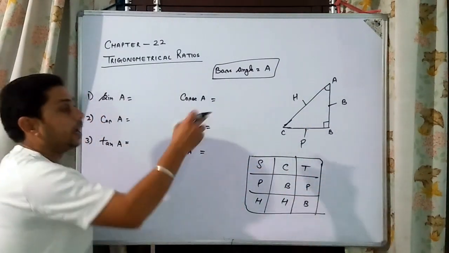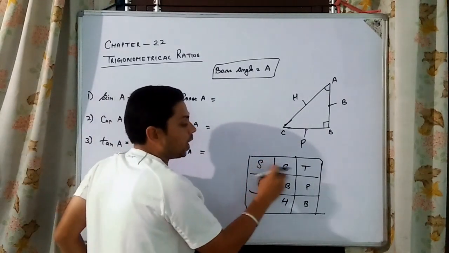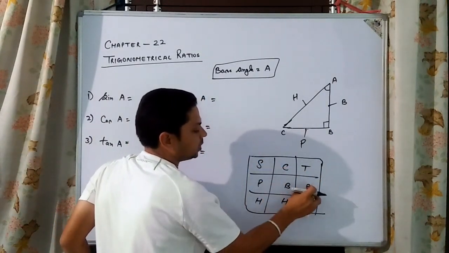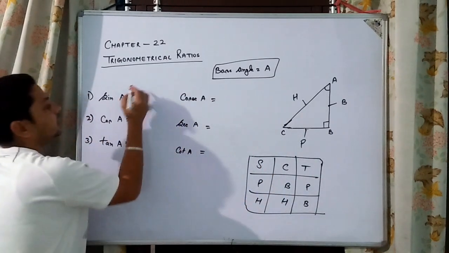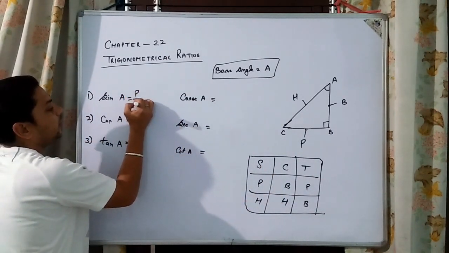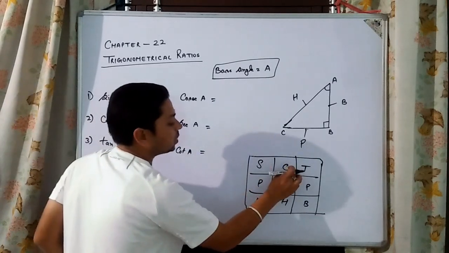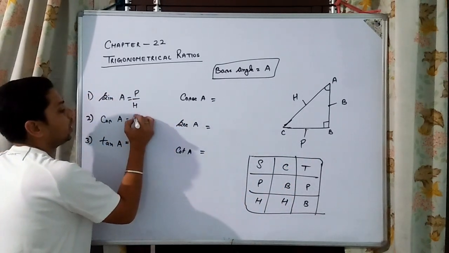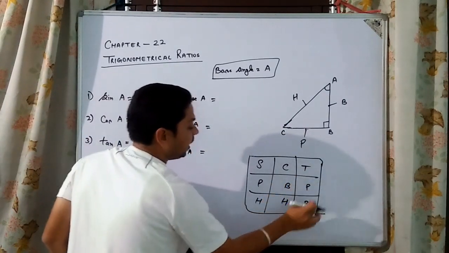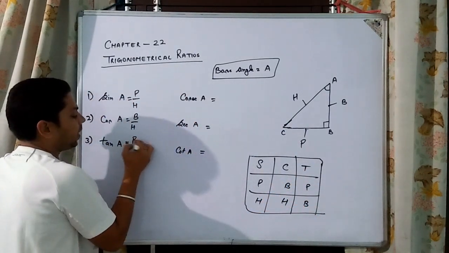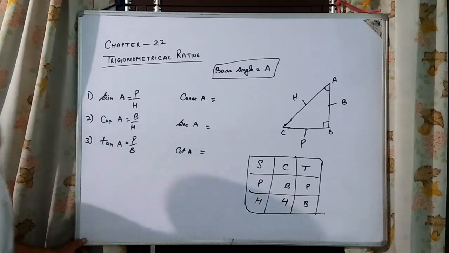Now again come to the table. Sona Chandi Tole Pandit Badri Prasad Har Har Bole. What is sine? Sine of A is perpendicular upon hypotenuse. What is cos? Cos is base upon hypotenuse. What is tan? Tan is perpendicular upon base.